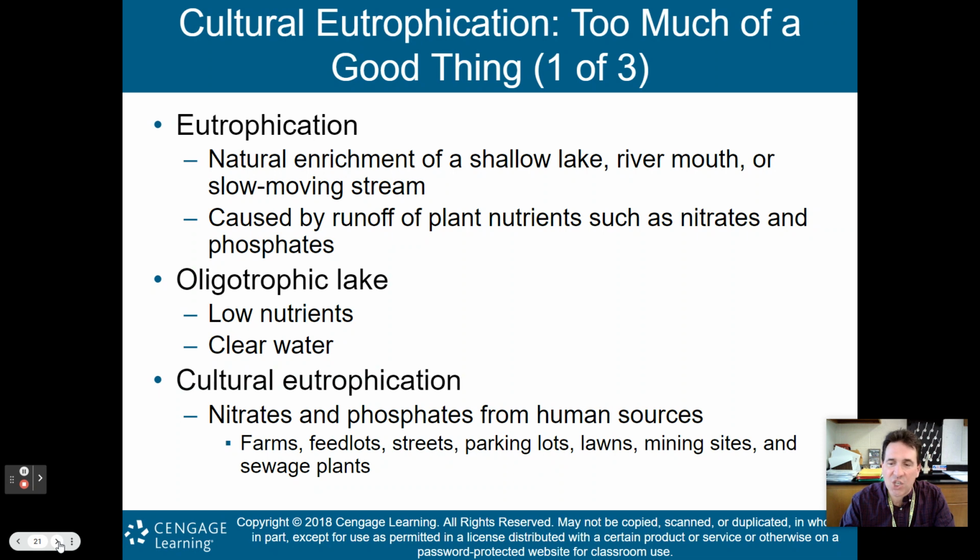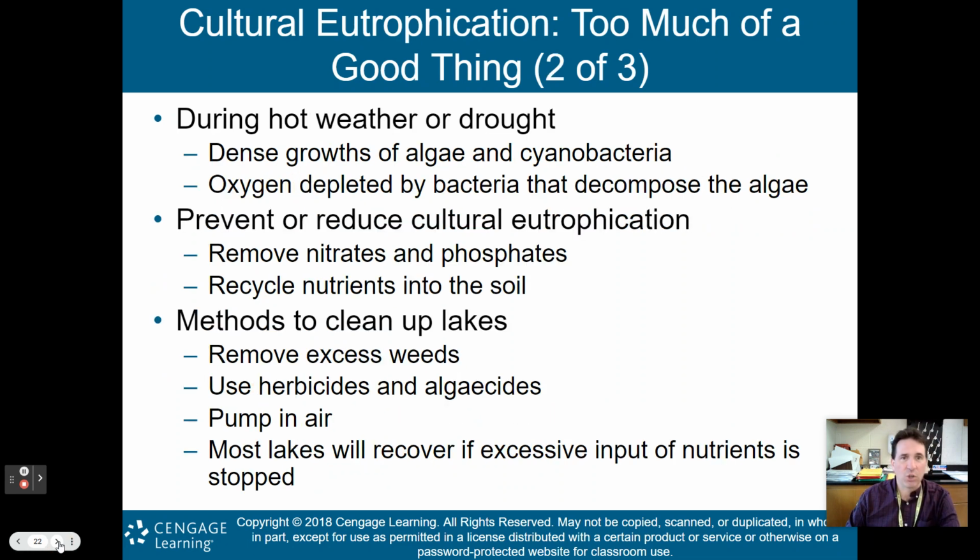Cultural eutrophication is just eutrophication that is occurring because of things we do in our culture, meaning nitrates and phosphates from fertilizer for farms, feedlots, streets, parking lots, lawns, mining sites, sewage plants, etc. All right, so most of the eutrophication is cultural eutrophication because we are adding the additional nitrates, phosphates, fertilizers, etc. into the water. All right, so cultural eutrophication, obviously too much of a good thing.